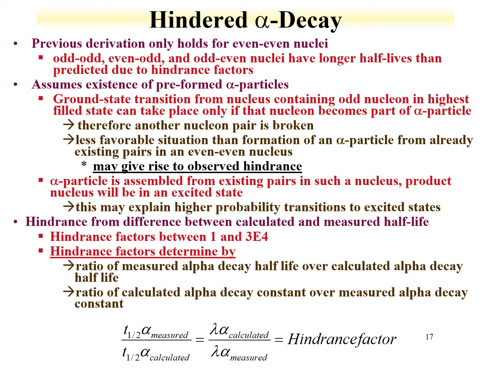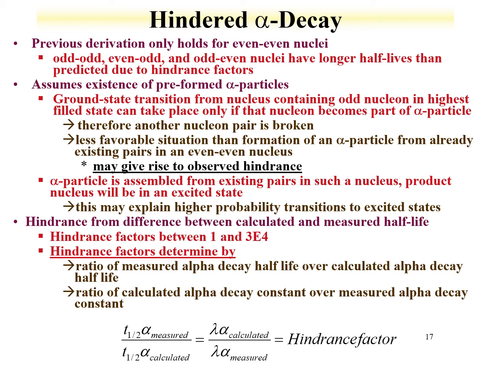Now, everything we discussed related to the model really holds for even nuclei. If we have odd-even or even-odd nuclei, the half-lives are even longer than predicted due to something we're going to call hindrance factors. Now, the model assumes the existence of preformed alpha particles in the nucleus, and the ground state transitions from nuclei containing odd nucleon can only take part if that odd nucleon becomes part of this emitted alpha particle.